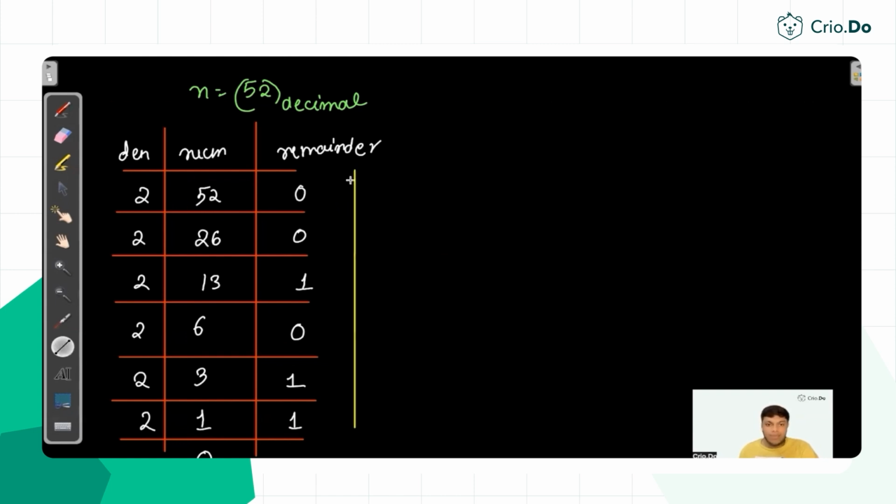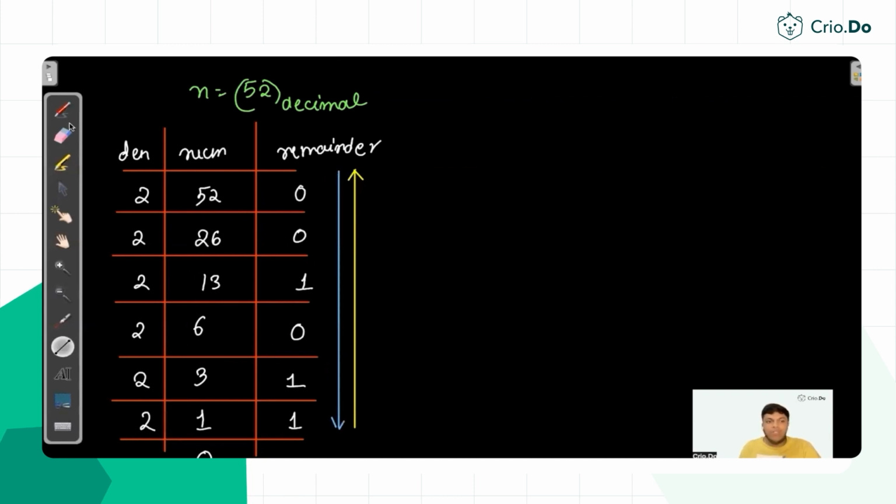But how to arrange them? Like how to form the output? Should we form the output as 1 1 0 1 0 0, or should we form the output from top to down? That we can easily confirm by just writing both the numbers and doing the expansion using place values. Let's try top to bottom first. So let's take different colors. For top to bottom, I am taking blue color, and for bottom to top, I will take yellow color.